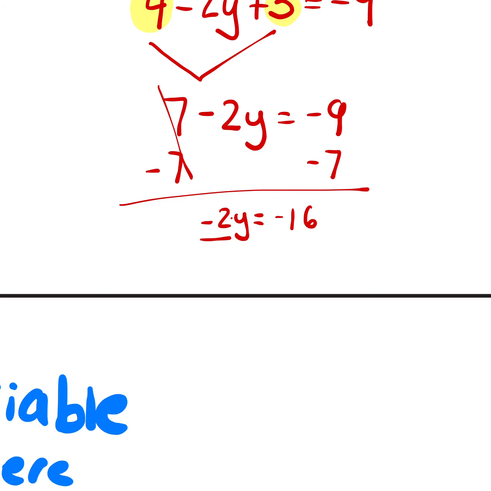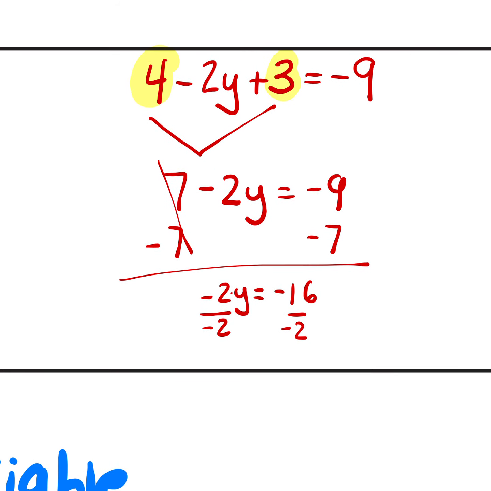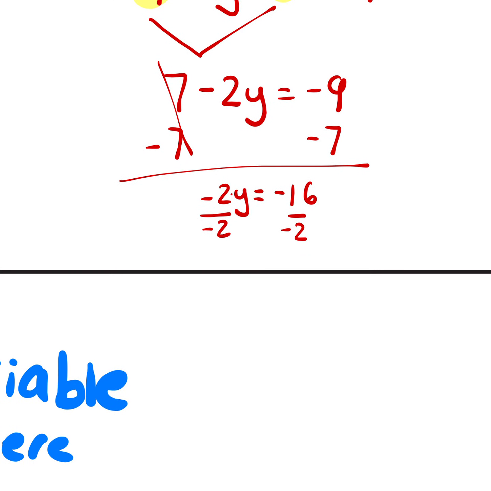Divide by negative 2. It's kind of like a 3-step equation. First, we combine like terms. Then we got rid of the minus 7. Then we divided. Negative 16 divided by negative 2 is positive 8.